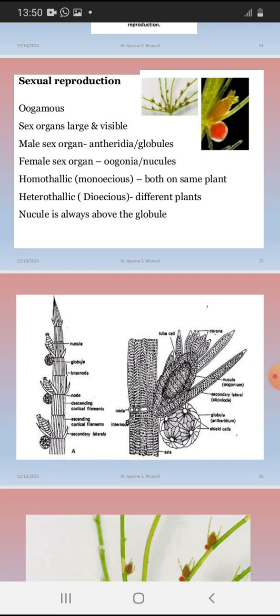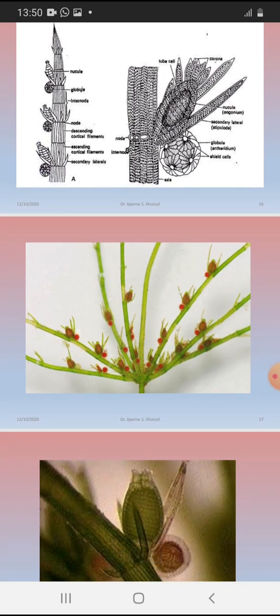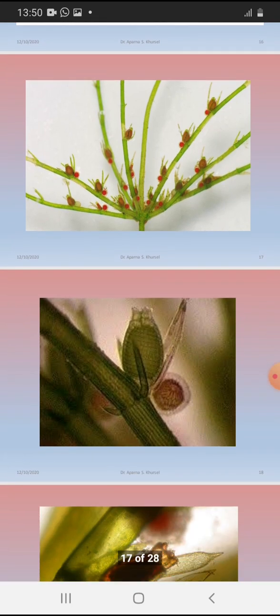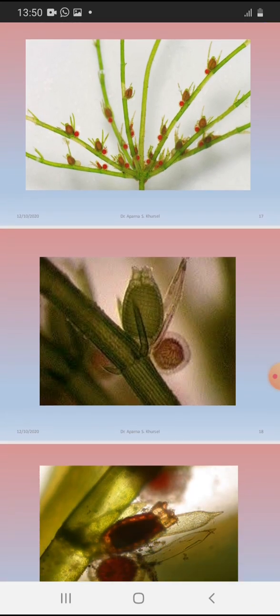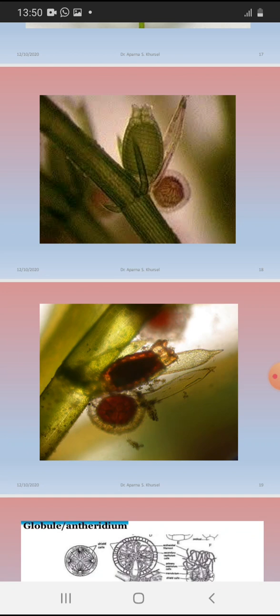Globule is always present below the nucleus. So here you can see the beautiful pictures or the images of globule and nucleus. Remember, nucleus is bigger in shape, globule is smaller in shape. Nucleus is long and elongated, globule is spherical in shape. Nucleus is always present above and globule is always present below the nucleus.